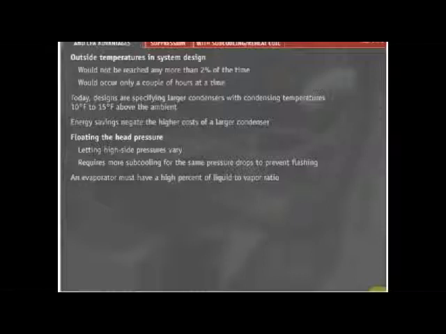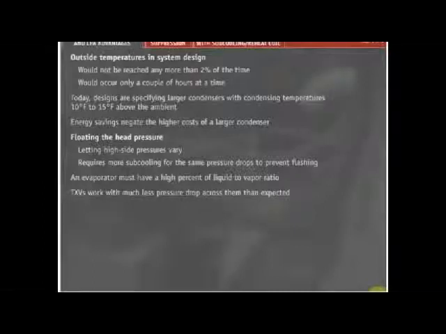This is one of the reasons why liquid pressure amplification is incorporated in a system when the head pressure is floated with the ambient, because the LPA ensures that the liquid line pressure and saturation temperature are always higher than the actual liquid temperature. For an evaporator to operate at peak efficiency, it must have a high percentage of liquid to vapor ratio entering the evaporator.